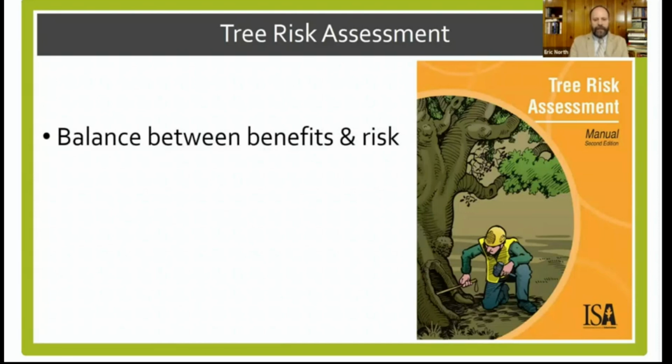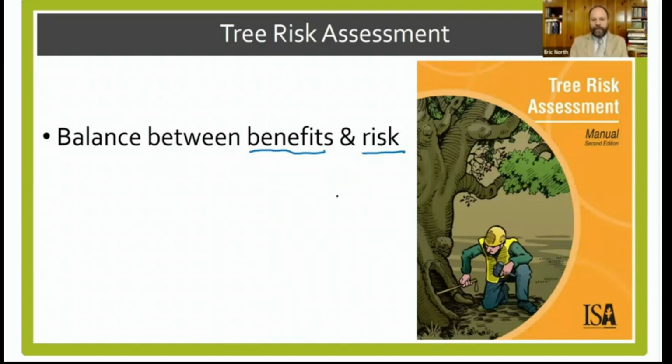It's a balance between benefits and risk. If we wanted to be completely risk averse, we would not drive anywhere, we wouldn't have trees, anything, we wouldn't have tall buildings, no one would live in California, there are earthquakes. So clearly there's a certain amount of risk that we're willing to deal with in our lives.